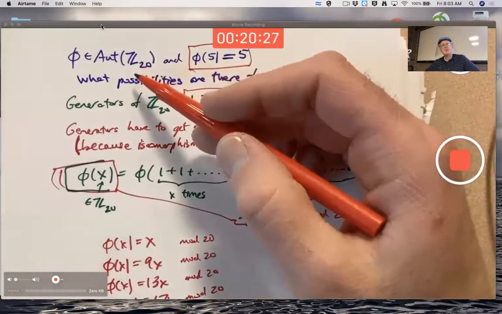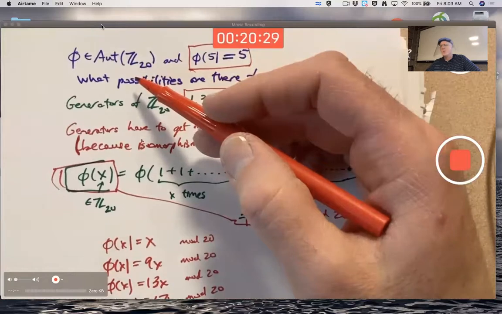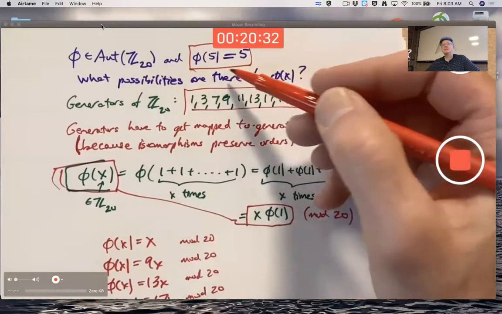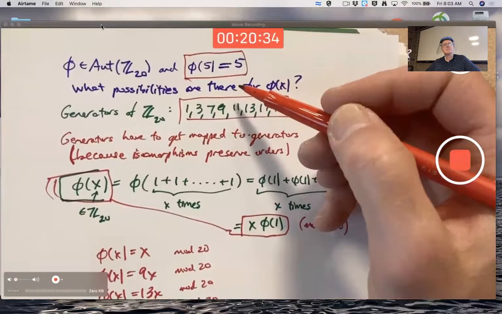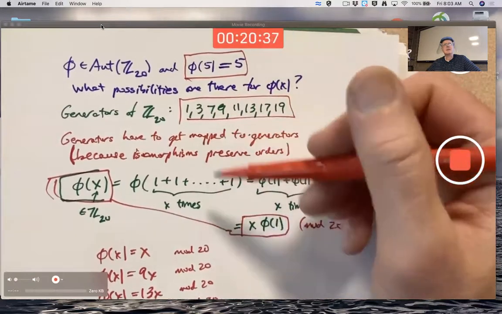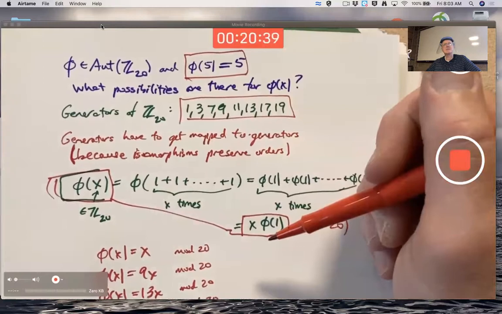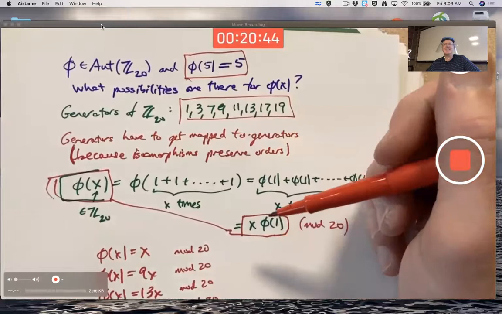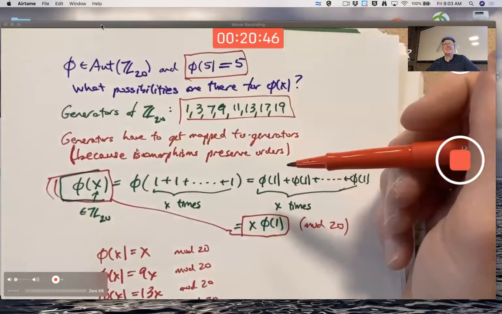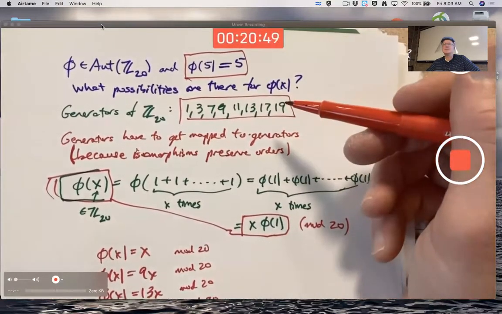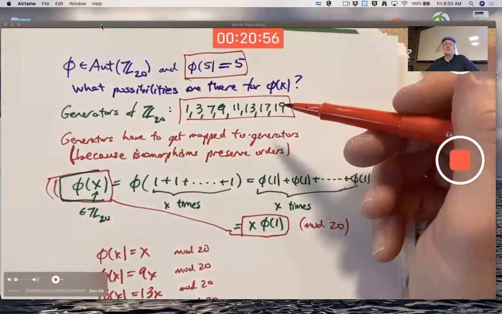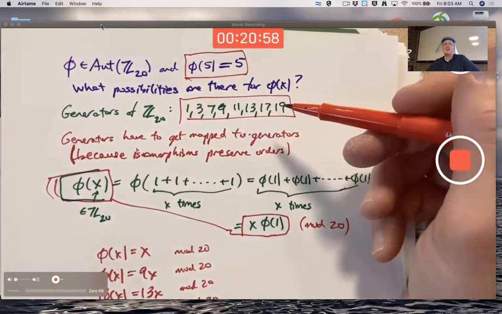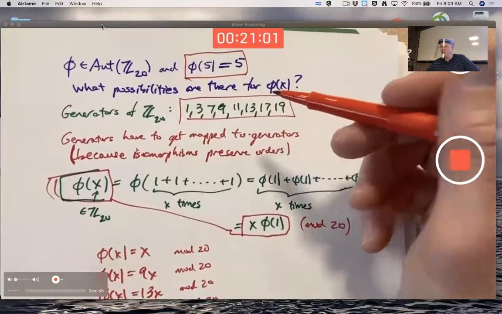For an arbitrary automorphism of Z20, what else could 5 get mapped to besides itself? As I was thinking through the examples, I was implicitly, or actually explicitly, mentioning the other possibility. What else could 5 get mapped to besides itself? When I divided by 20, I kept getting either 5 or 15. Which makes sense if you think about the orders.